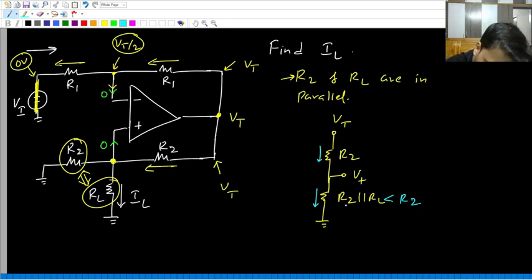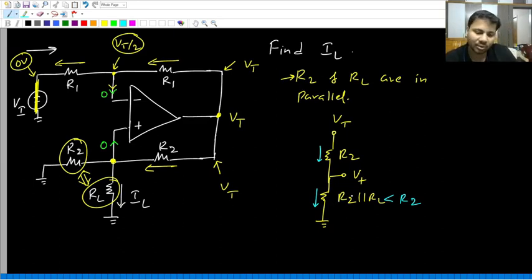Now at the bottom, if R2 parallel RL were equal to R2, then since at the top we already have R2, V plus will be equal to Vt by 2, because both are identical. So the voltage at the common node will be half of Vt, that is Vt by 2. But here what is our case? At the bottom the resistance is not R2, it is less than R2.